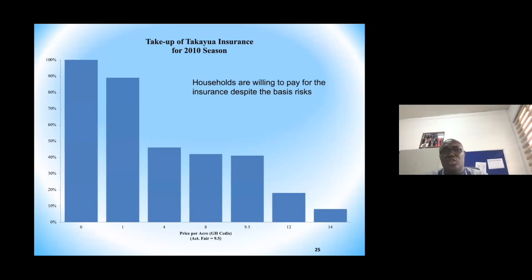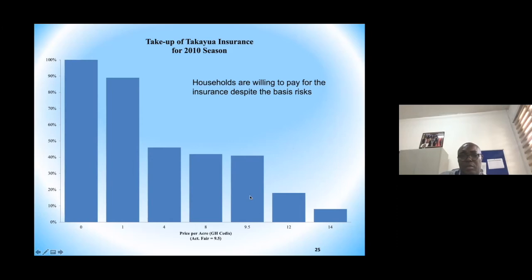So we also wanted to understand what the demand for insurance is. And as I mentioned, the actuarially fair price was about 9.5 Ghana cedis. Because we randomized the prices of the insurance products to the farmers, we're able to tell the nature of the demand for the insurance products. And even if it was a bit low, there was some evidence that the shape of the demand curve for insurance was in the right direction.